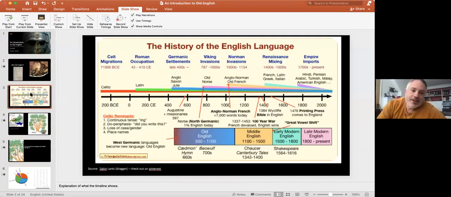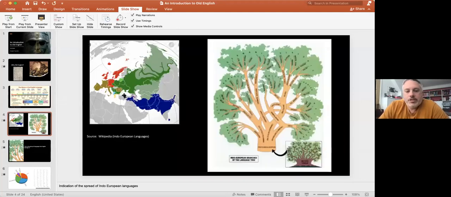So all you saw is the Sutton Hoo helmet there. So what I was explaining about was the history, or the development, of Old English all the way to Modern English. So this, hopefully it's moved on to the next slide, you'll see at the top left is a map of continental Europe.